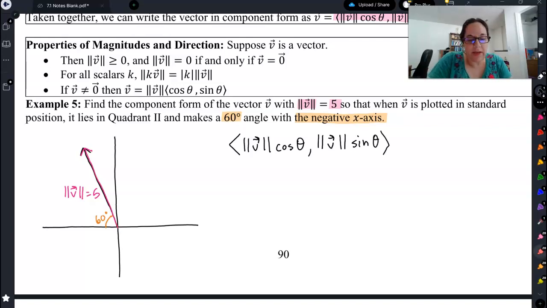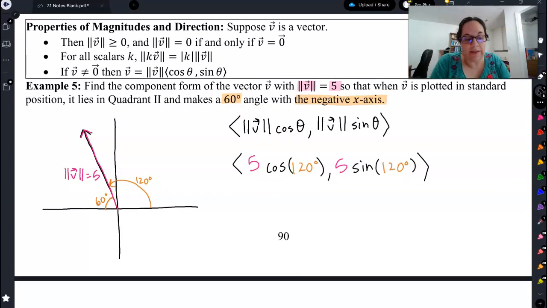And I can just plug these in. However, I do need to find theta from standard position. That's some pretty quick addition. I just do 180 minus 60 to get me 120 degrees in standard position. So that would tell me this in component form would be 5 cosine of 120 for my x value and 5 sine of 120 for my y value.